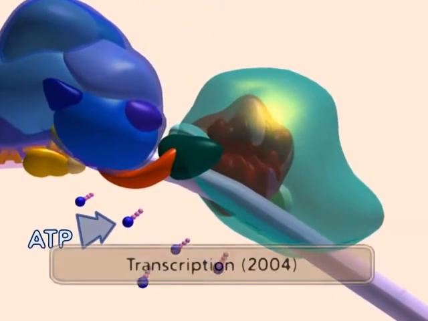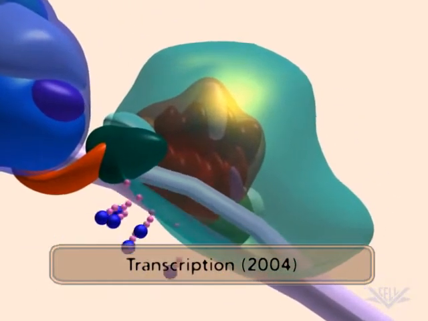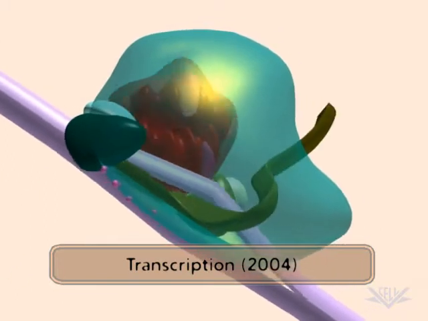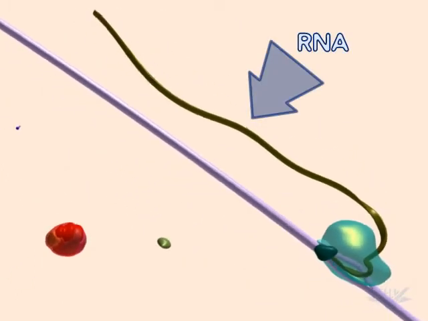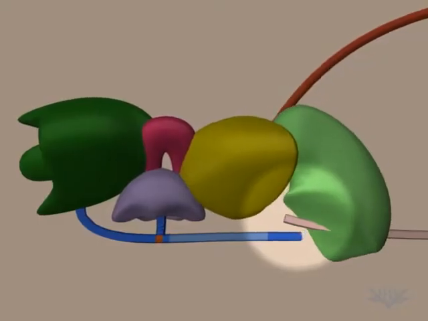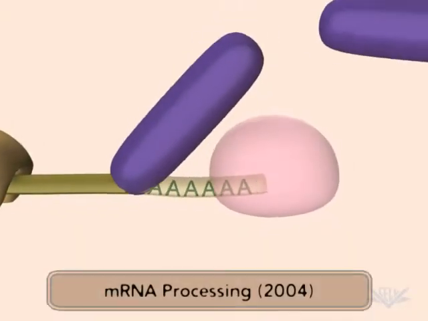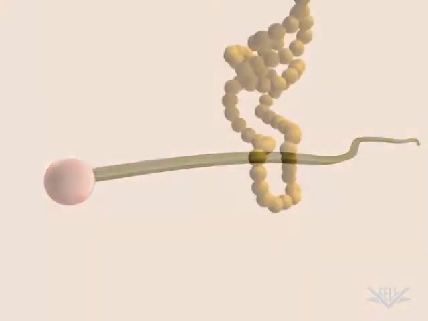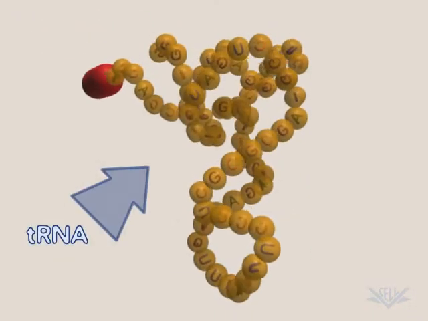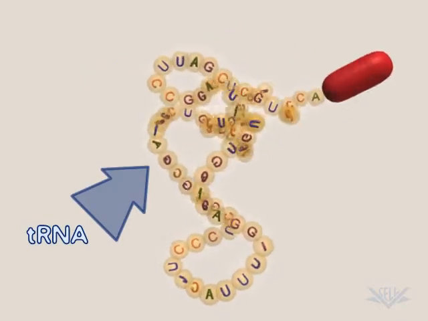During this process, the DNA is used as a template to make RNA. Here you can see that process in action. The final product of transcription is then spliced and modified into one of three RNA molecules: messenger RNA, or mRNA, transfer, or tRNA, and ribosomal, or rRNA.